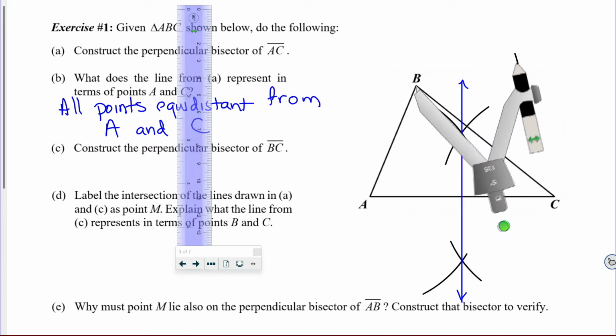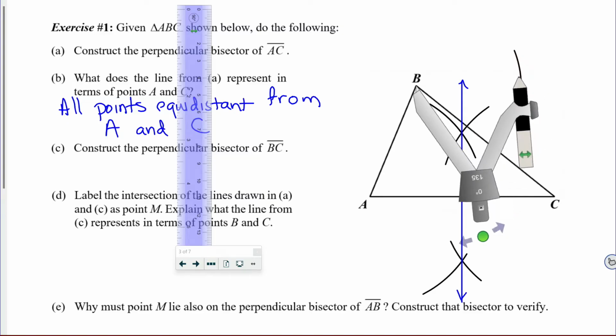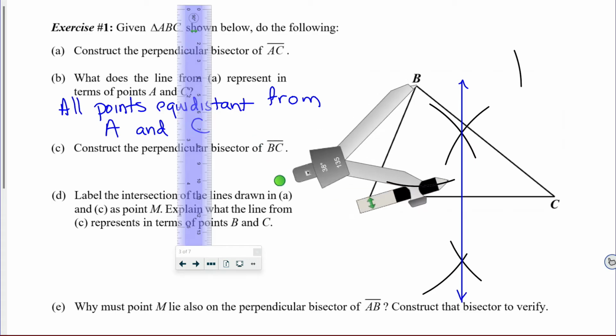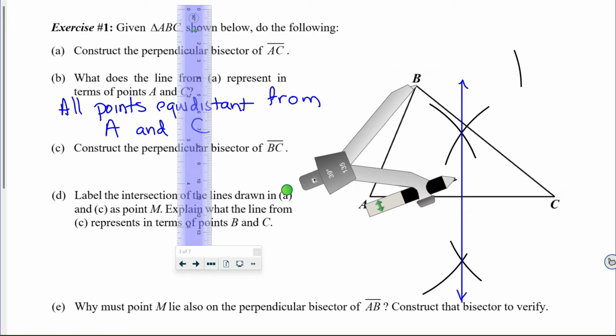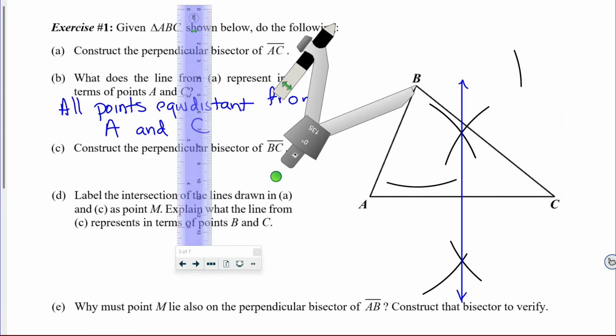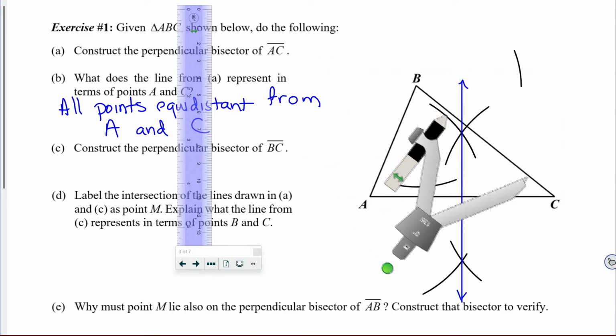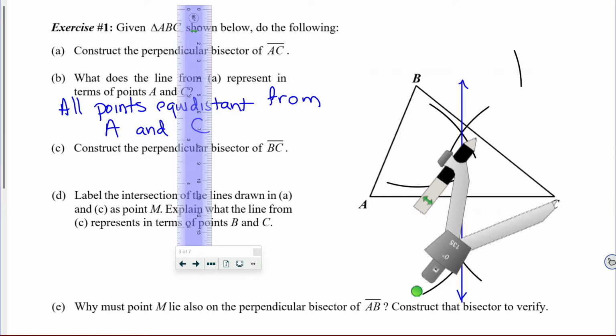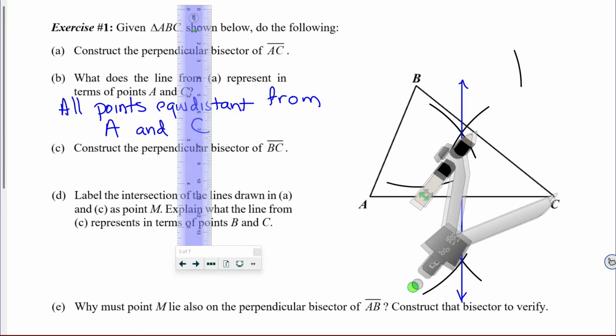So now I will draw one arc, another arc. All right, I will then switch so that the point is at C, but do not change the radius length at all. If I don't get this right on C, the end result of my construction is going to be terrible.